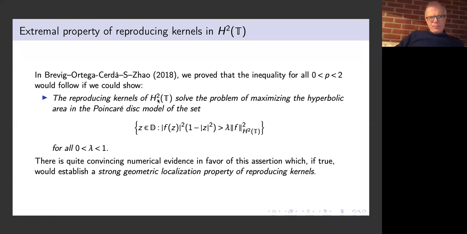solve the problem of maximizing the hyperbolic area, in the Poincaré disk model, of the set where the modulus of f squared, with a weight which corresponds to the norm of the point evaluation at points in H2, is larger than some lambda times the norm squared of the function. So you put on the right weight, and then you look at the set where this is larger than some lambda times the norm squared of the function. This is a Möbius invariant problem, so what we strongly believe is that it is solved by reproducing kernels.